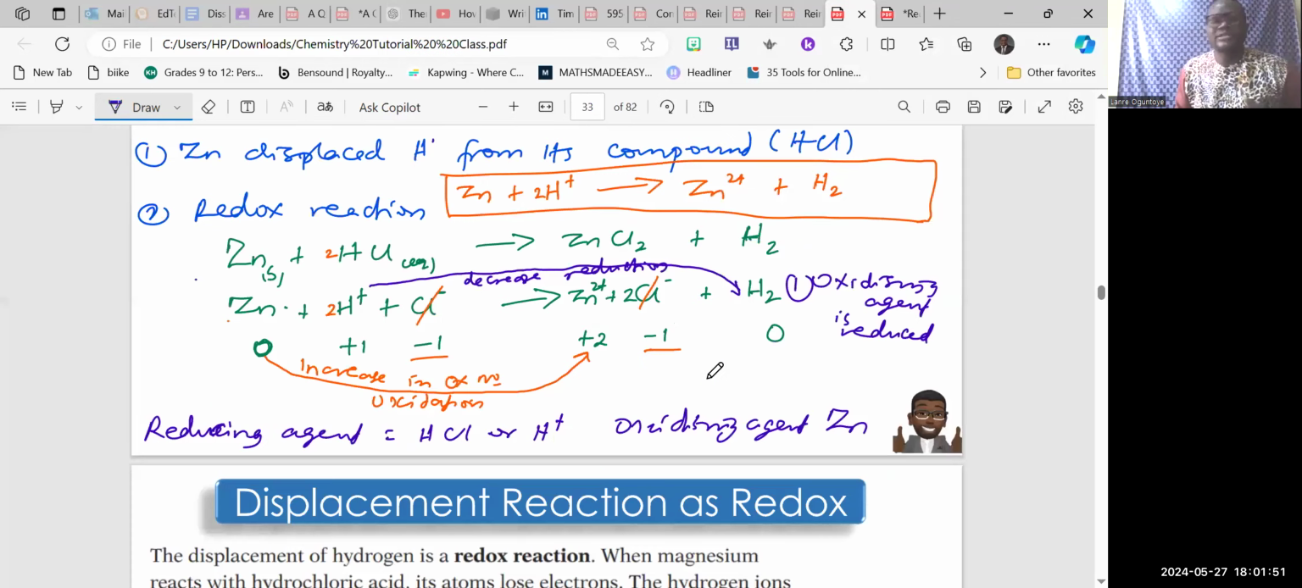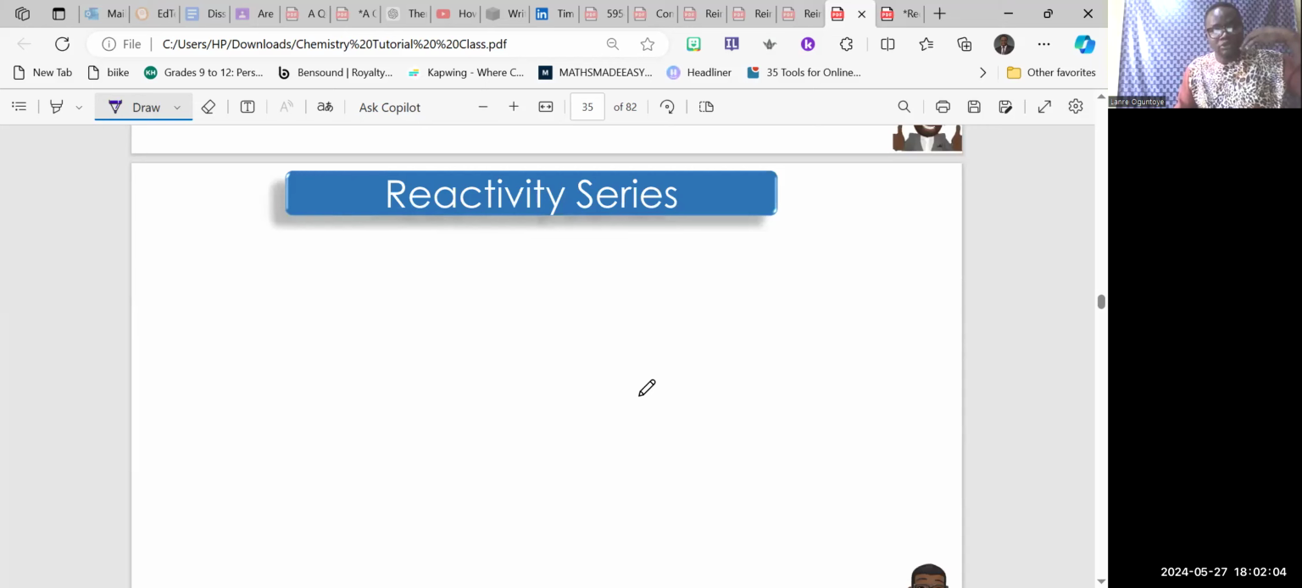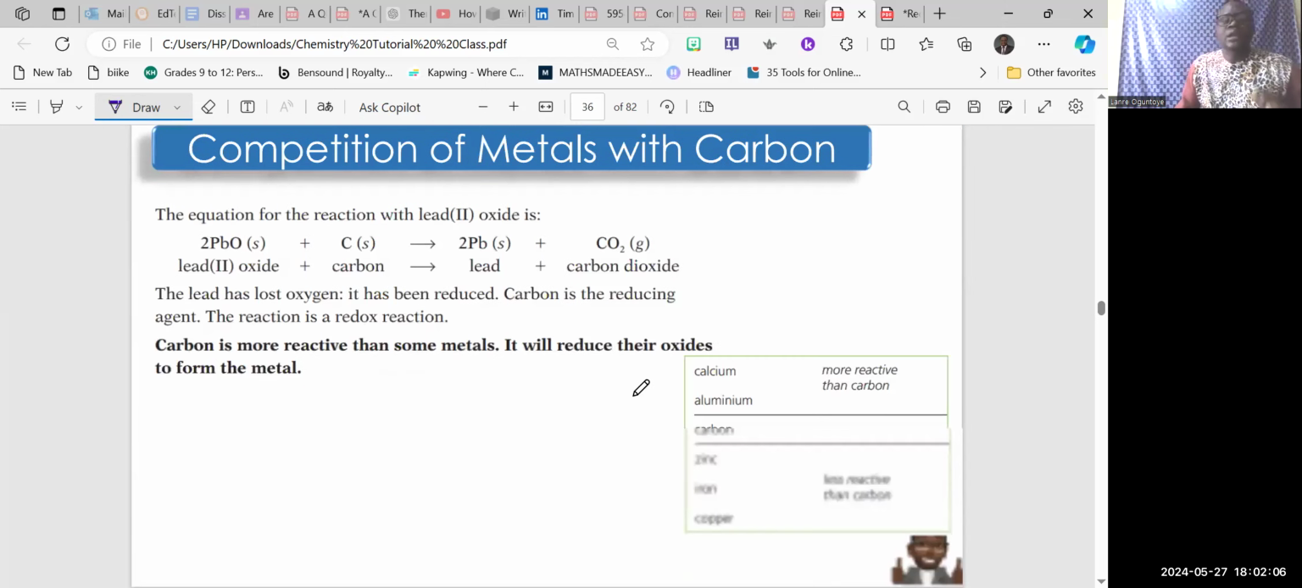So now this is our last lap, so I need to quickly rush. I've explained displacement reaction, right? And I've linked displacement reaction to redox reaction. Okay.